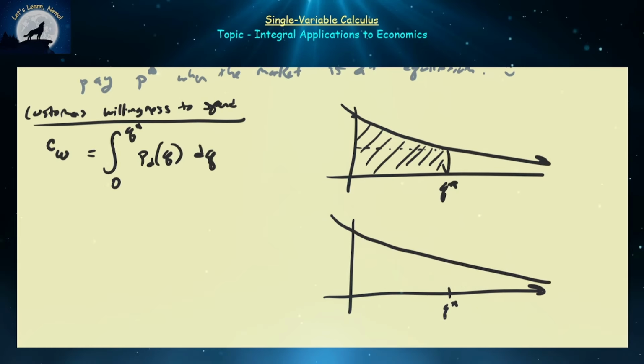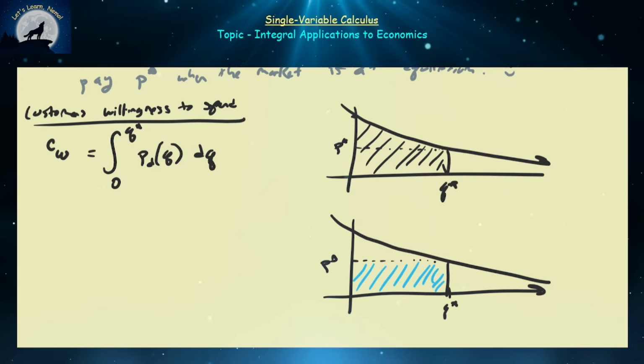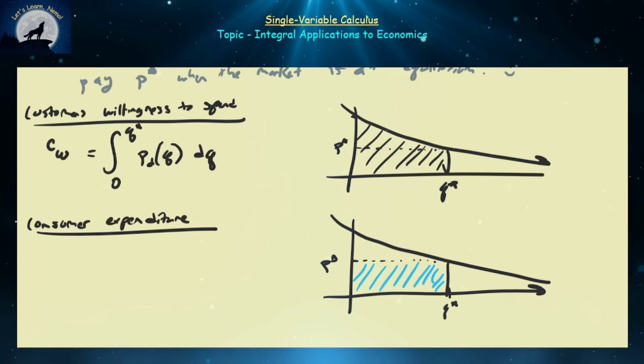And then we have our actual expenditure. Again, let's assume that this is our Q star. Let's assume that that is our P star. So how much are we actually going to spend? That's going to be this area here, which is going to be less than or equal to the value of CW. So I'm going to call this the consumer expenditure, which I'll abbreviate as CE, let's say.